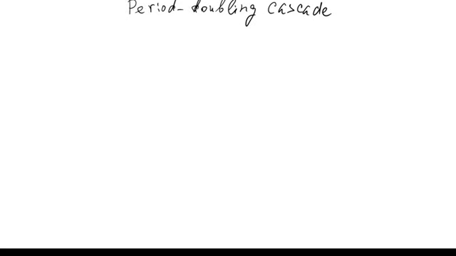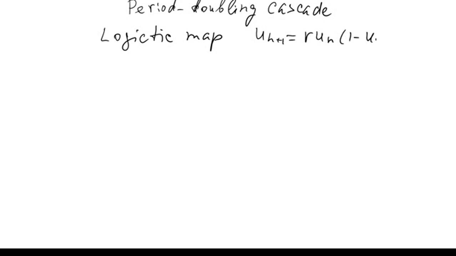The topic of today's lecture is period doubling cascade. Before going to this topic, let me remind you where we ended last time. So we were considering the logistic map, u_{n+1} = r u_n (1 - u_n).